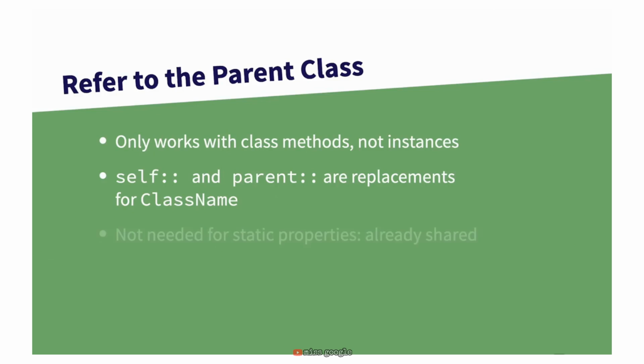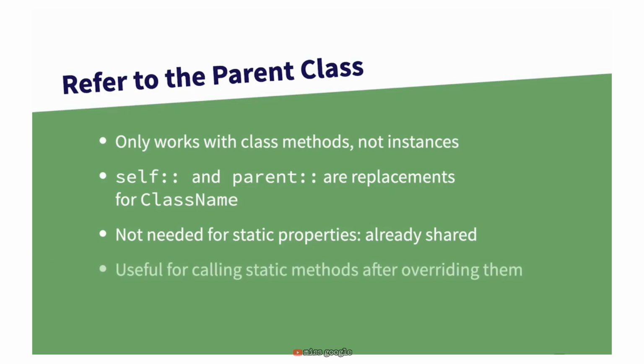But the thing is, it's not actually needed for the static properties. You remember we talked about that those static properties are already shared with all the subclasses. It's a common variable that they're both using. So we don't need to use parent followed by a property name because self followed by the property name refers to the same variable. Where it's useful is for calling static methods, especially after we've overridden them in the subclass. Let's look at the two most common cases where you might do this because they're going to be very instructive.